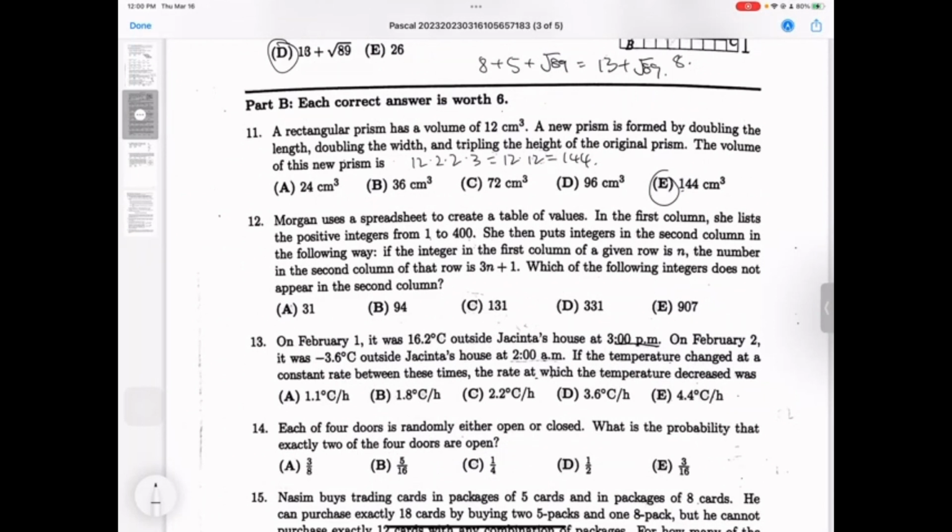So we know that if a number is 3n plus 1, then that number must equal a multiple of 3 plus 1. So now what we need to do is write all of the numbers below in the format of 3n plus 1, and let's see which number cannot be written in that format.